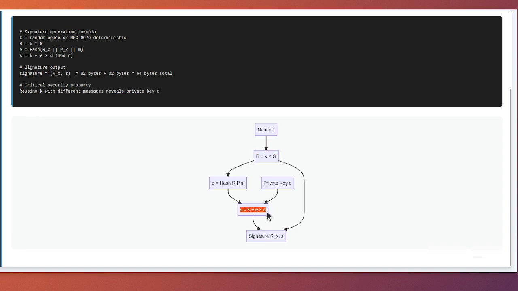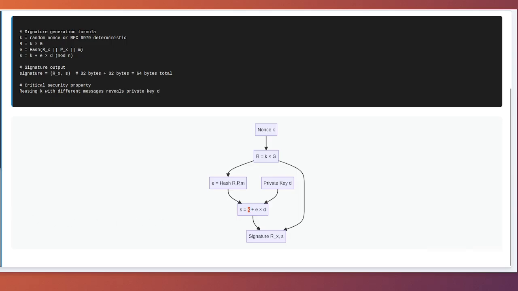The scalar s is computed using the formula s equals k plus e times d, where e is the challenge value derived by hashing R, the public key P, and the message m, and d is the private key. This formula is where the mathematical elegance of Schnorr signatures shines through. The challenge e binds the signature to the specific message and public key, preventing various attacks. The addition of k provides the randomness that makes each signature unique and prevents key recovery.